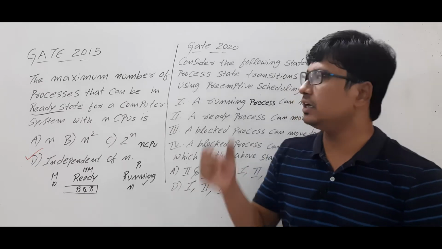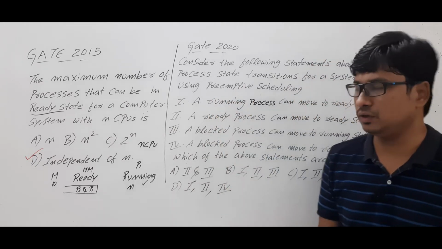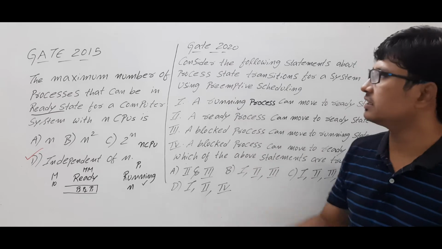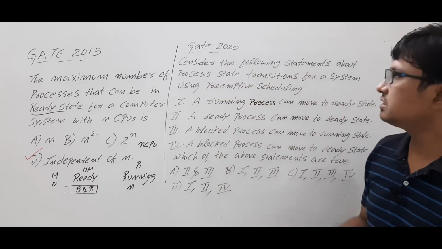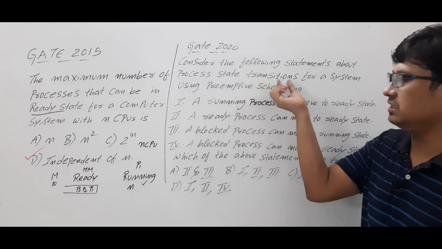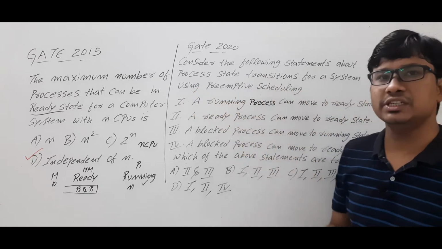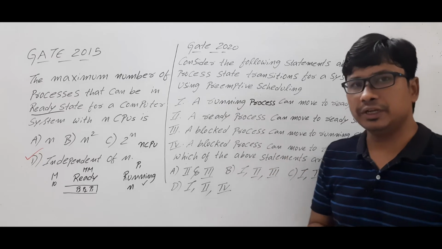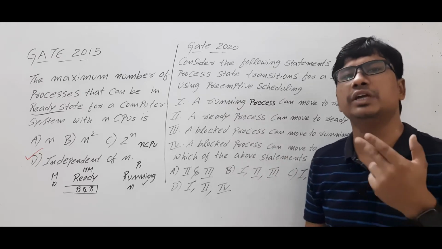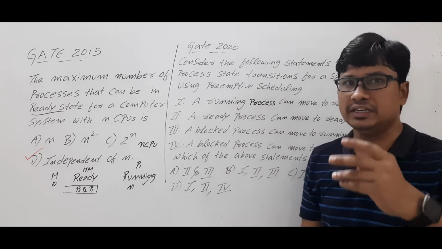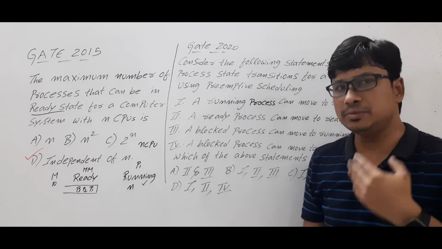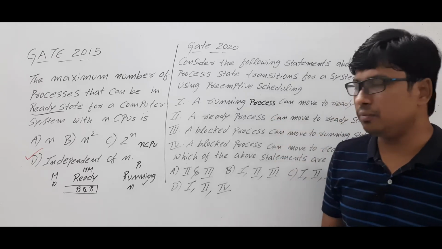If it is clear, let me discuss the GATE 2020 question. Look at the question. Consider the following statements about process state transitions for a system using preemptive scheduling. They are asking about the preemptive scheduling. Totally, we have two types of scheduling algorithms. One is non-preemptive and another one is preemptive. I will give a clarity about them.